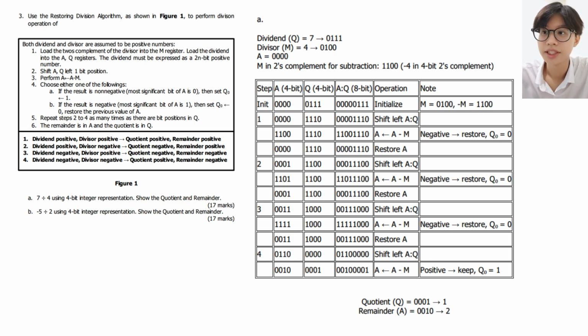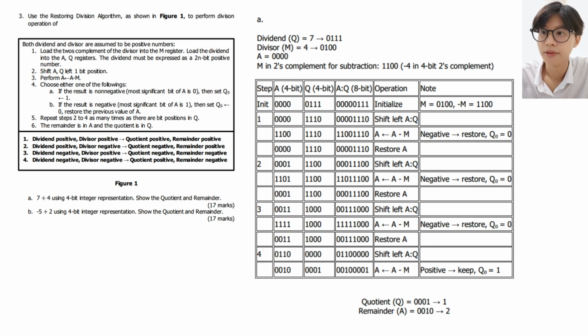Step 3, shift left again. AQ becomes the result and subtract M. Again, we'll get a negative because it is 1, 1, 1, 1. Restore A and set Q0 to 0.